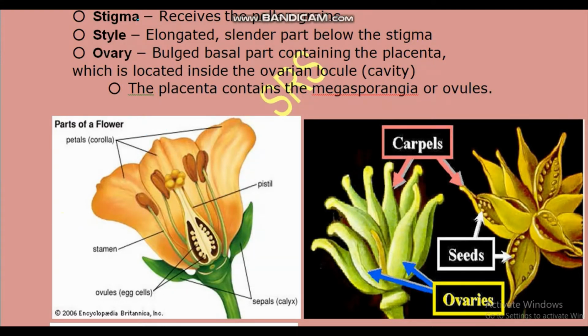Now the next. Syncarpous and apocarpous, I think, are clear. Once again, syn means joined, adhered. When many carpels join together, it is syncarpous. When many carpels are there but they are separate, they are called apocarpous.